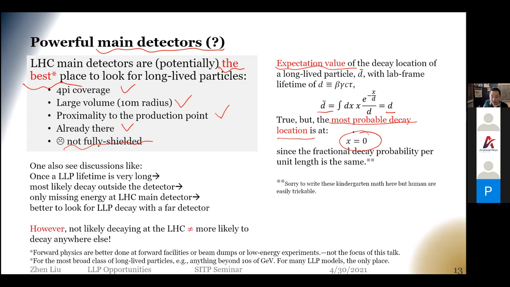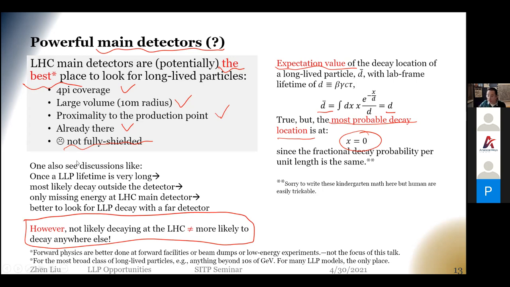And also you hear this kind of argument saying, once the long-lived particle lifetime is very long, we won't be able to detect their decay within the LHC. We admit that a long particle lifetime means the majority of the decays will take place outside the LHC. However, that doesn't mean you will be more likely to decay in any other detectors that are far away from the LHC, okay? So there's an important inequality here. Not likely to decay in the LHC doesn't mean it's more likely to decay somewhere else, okay?